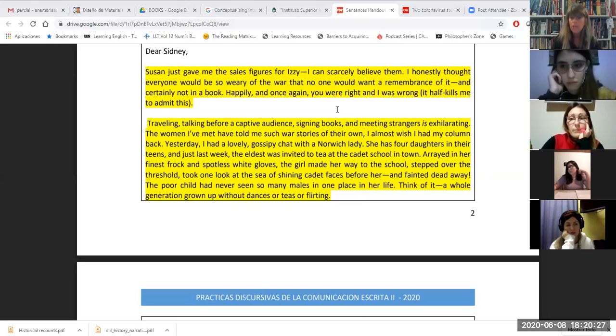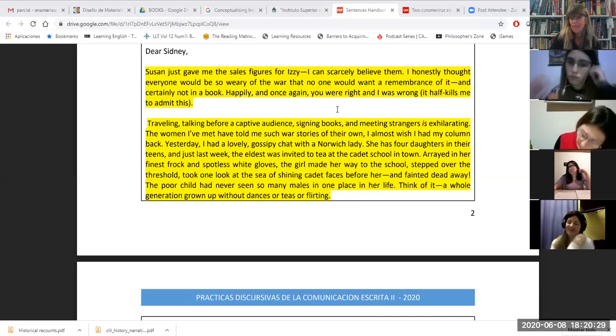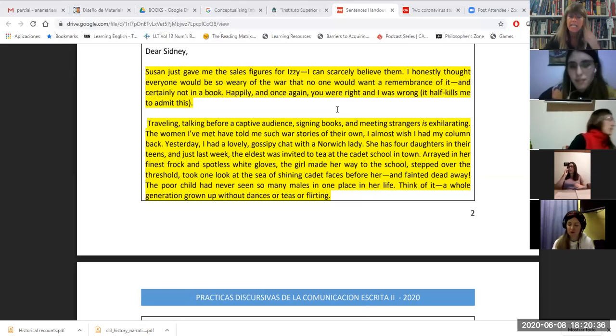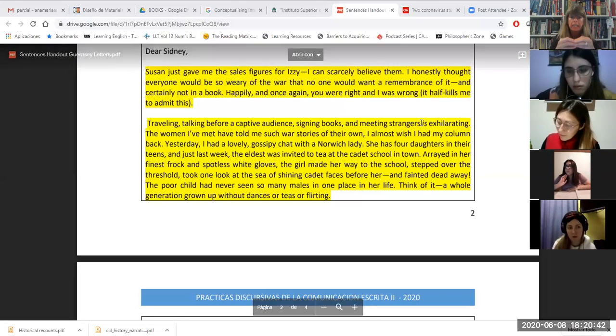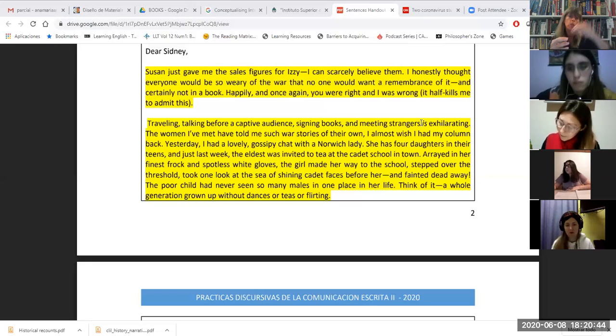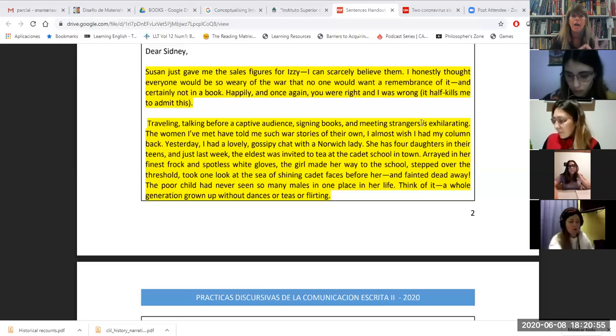Yes, it is a complete thought. Yes. Right? Me mata tener que admitirlo. It's an idea. It's a complete idea. So in this case, instead of having a coordinating conjunction, there are parentheses to join this complete thought to the rest of the sentence. So in this sentence, which is a compound sentence, as Mika said, there are 3 complete thoughts. Happily, and once again, you were right.